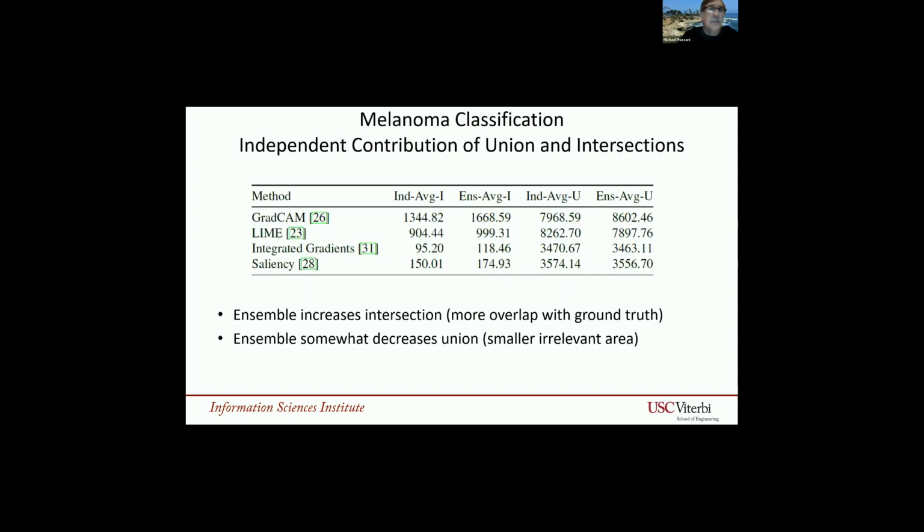And one of the things we did is we wanted to look at the contribution of the intersection, that is, is there more overlap with the ground truth, and the contribution of the union as well. And in general, this technique improves the intersection. So there's much more overlap with the ground truth. And it somewhat decreases the union, but in one case actually increases it. So the major effect is identifying more of the relevant areas, which makes sense in a way because each neural network will find one sufficient way, and this will combine in several sufficient ways of doing the classification.